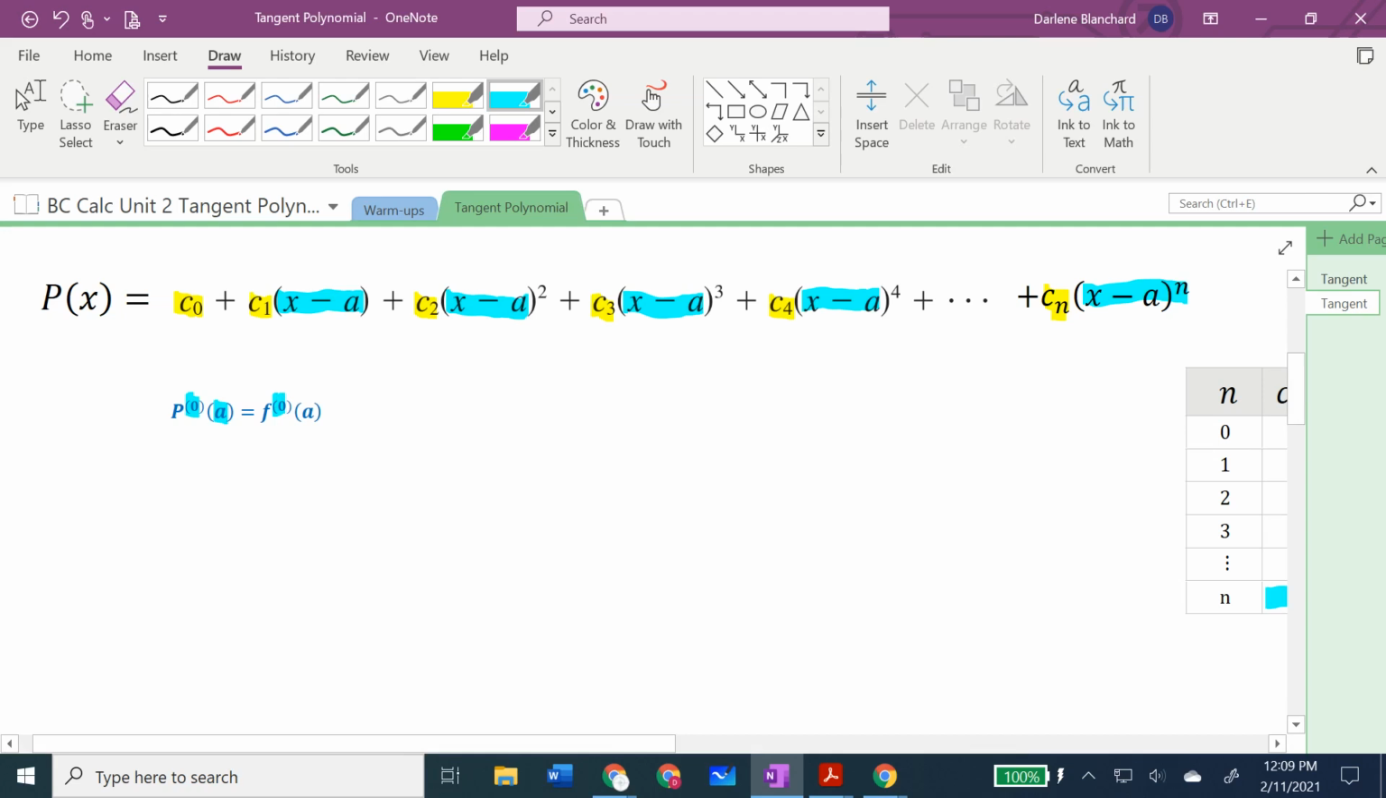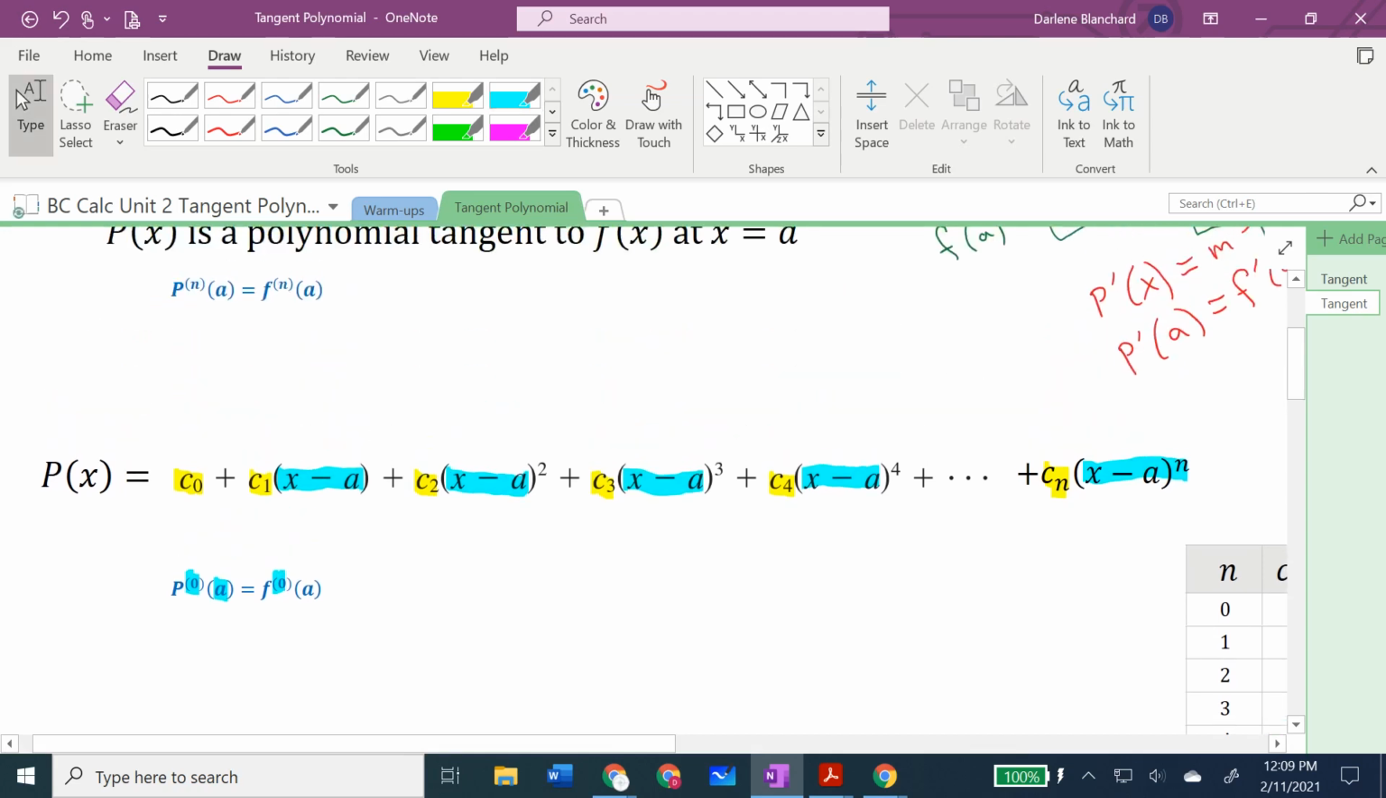Now, why did I bother saying that? This is the general formula that we are focused on. The 0th derivative means before a derivative is taken, means the function. So this means the same thing as P of A equals F of A. So you've got P of X, replace all your X's with A. What is P of A equal to?